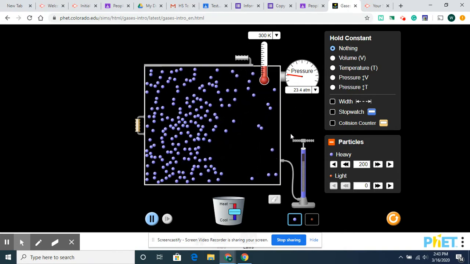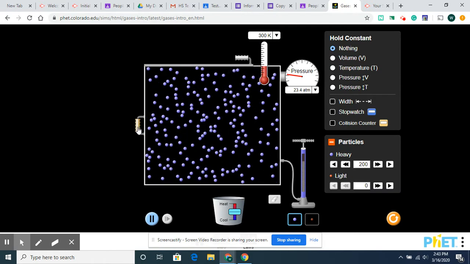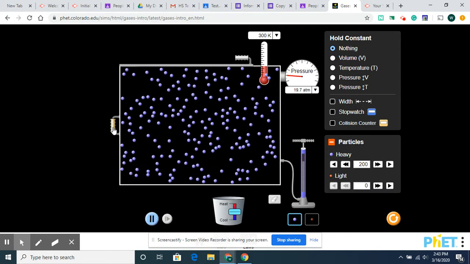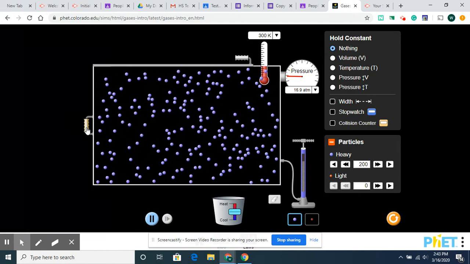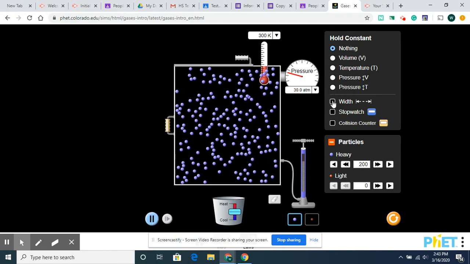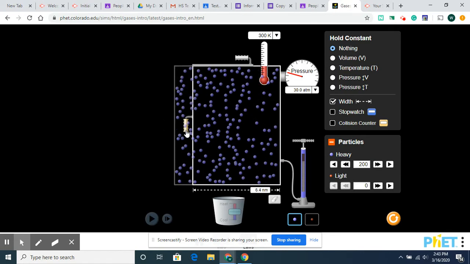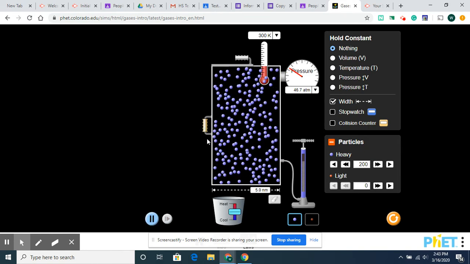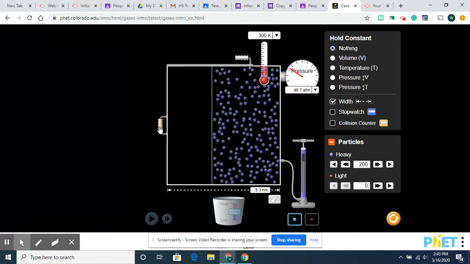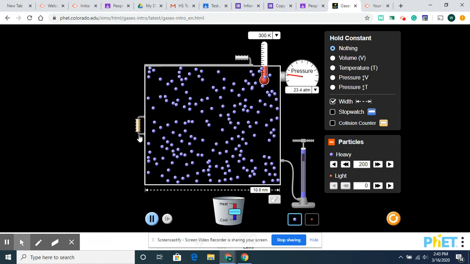What we can do also is change the volume. This allows us to get bigger volume or less volume, and we want to make sure we understand that as we double the width, we're going to double the volume. So if I start out with 5 nanometers and it goes to 10, that's doubling my volume.